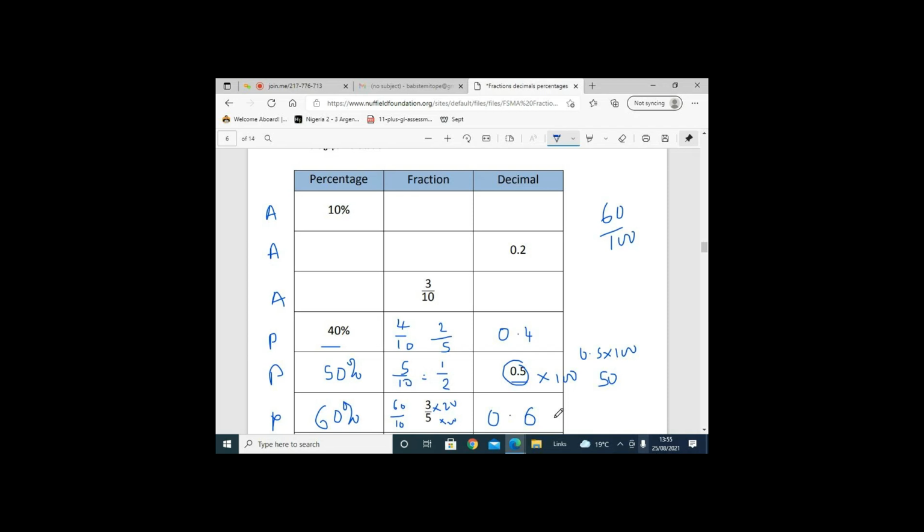So, let me now go through Anne's question. Did you get the first one? Yeah, the first one. Have I got 10%? 10%, yeah. What's the fraction for 10%? It's going to be 1/10. 1/10. Yeah, what about decimal? Decimal, I got 0.10. Yes, correct. Or 0.1. 10 and 1, same thing.